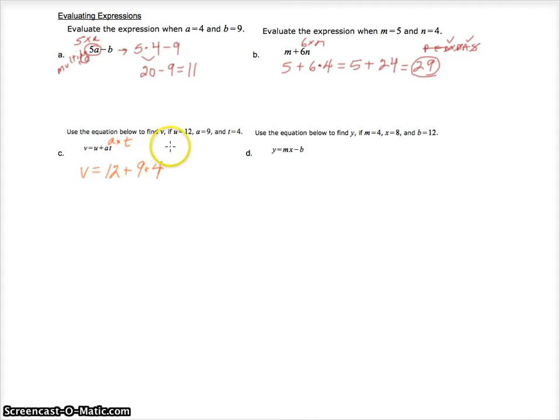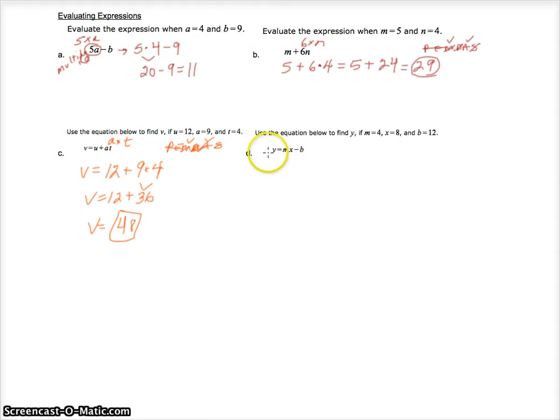Now I need to follow my order of operations, parentheses and brackets, exponents, multiply, divide, add, or subtract. I don't have any parentheses or exponents, but I do have multiply, so I need to multiply first. And 9 times 4 gives me 36. And then my 12 stays, and then I have v. So my multiply is done. I don't have any division, but I do have addition, which I have to do next. 12 plus 36 is 48. So v equals 48. And I don't have any subtraction, so I'm done.